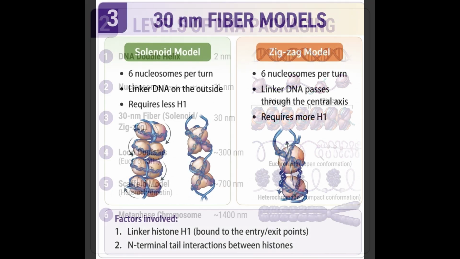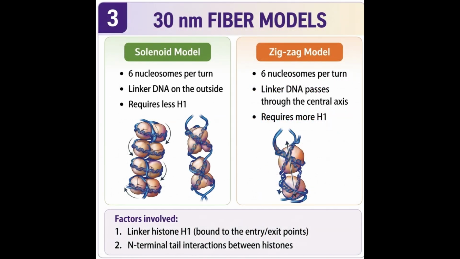30 nm fiber models. The 11 nm nucleosomal fiber undergoes further folding to form the 30 nm fiber. 2 major models have been proposed for this organization. The first is the solenoid model. In this model, adjacent nucleosomes interact with each other and linker DNA bends inward. Approximately 6 nucleosomes occur per turn. The second is the zigzag model, where alternate nucleosomes interact. Here, linker DNA passes through the central axis of the fiber.